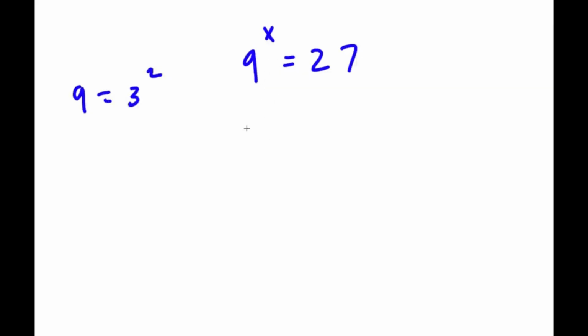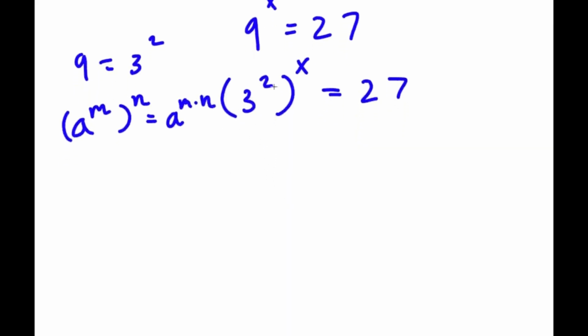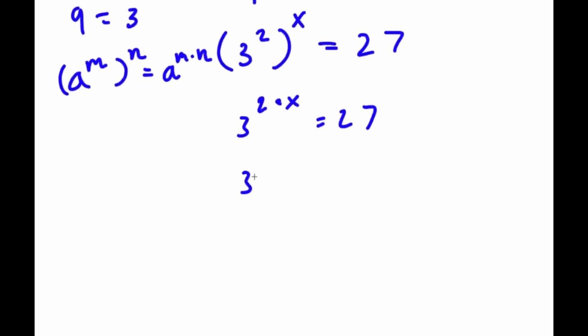So 9 to the power of x, this is going to equal 3 squared to the power of x, which is equal to 27. And if I have something in the form a to the power of m to the power of n, this is equal to a to the power of m times n. So 3 to the power of 2 to the power of x will equal 3 to the power of 2 times x. 2 times x is simply 2x. So 3 to the power of 2x is equal to 27.